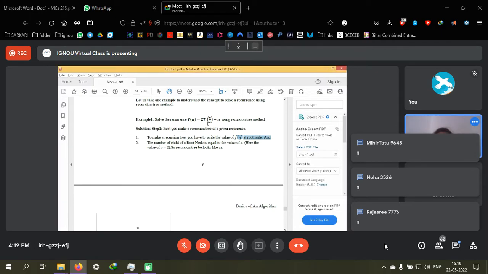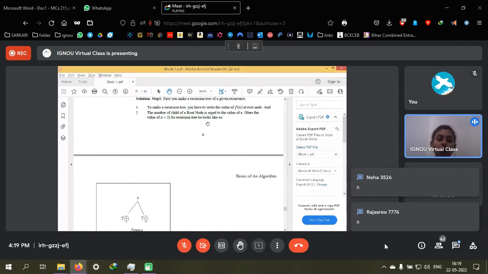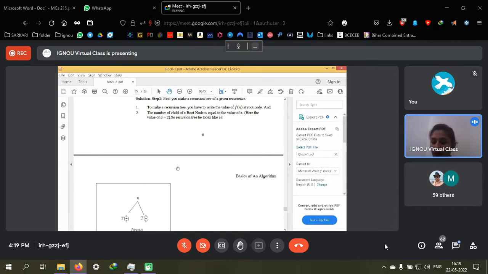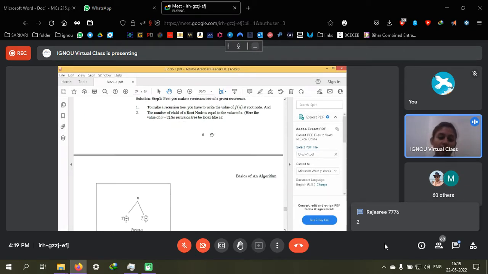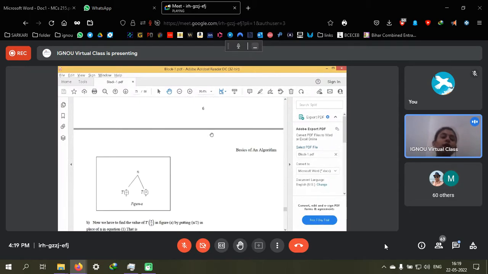So here we have to put the n on the root node, right? After that, we have to calculate the value of A. So here A is equal to 2. That means how many children do we need? That is 2. And what will be the value of each child? That is n divided by 2. So here is the graph. Any question, any query, you can ask. Otherwise, I am going forward.